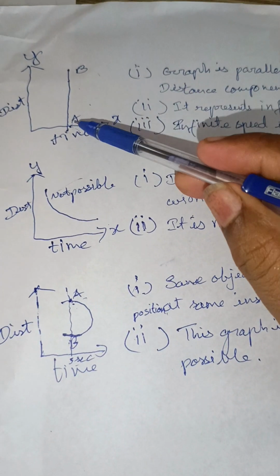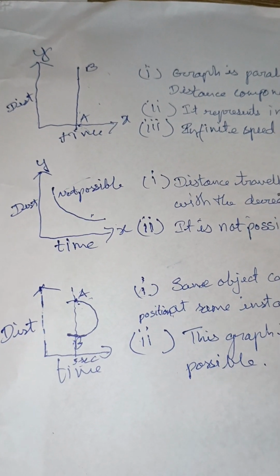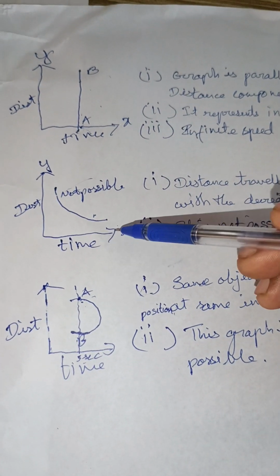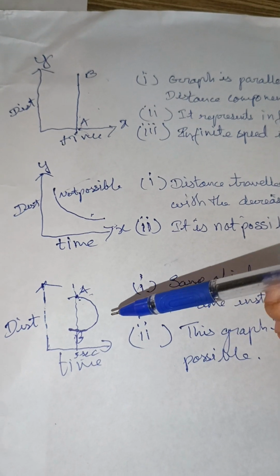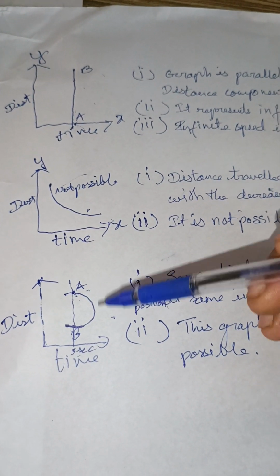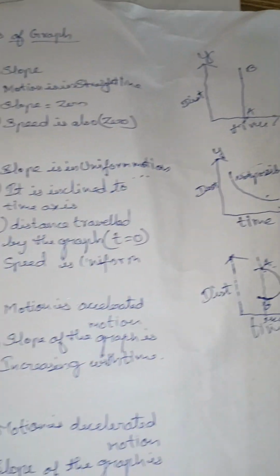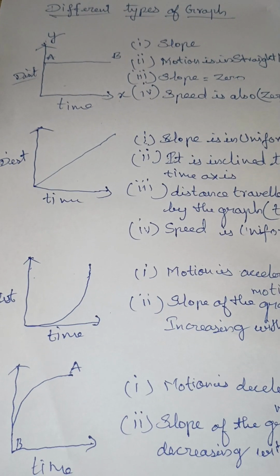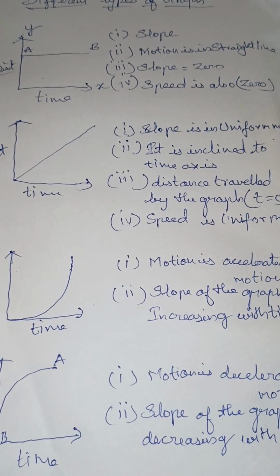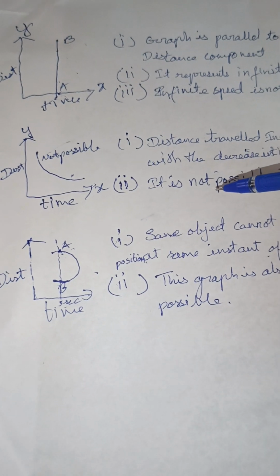Why is it not possible? Parallel to the y-axis, why is this not possible? Distance is increasing, time is decreasing. That's why this graph is also not possible. In this position, the object cannot be at the same instant of time at two different positions. That is why this graph is also not possible. Since we know that these four graphs can be possible from the distance time relation graph, but these three graphs are not possible.